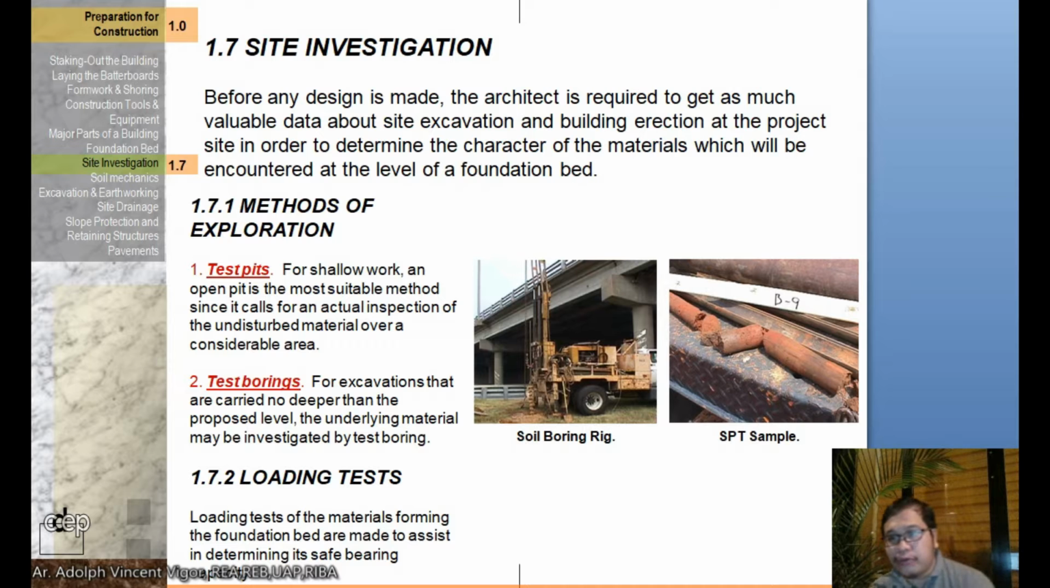Before you design something, class, the first thing that you're going to do as future architects is to get the data on what soil type you're going to build upon. If during the soil investigation the soil is too loose, which means that there's some water or it settles easily, the foundation design would be different.